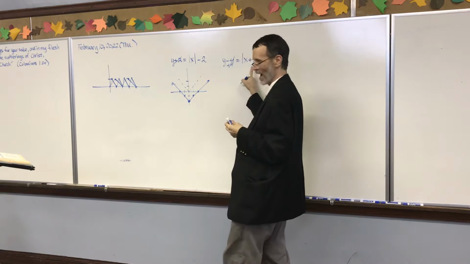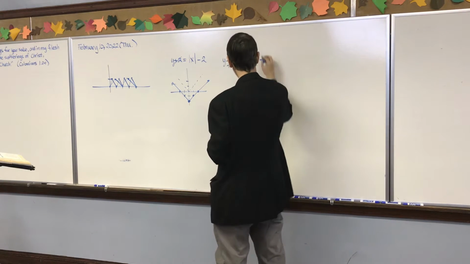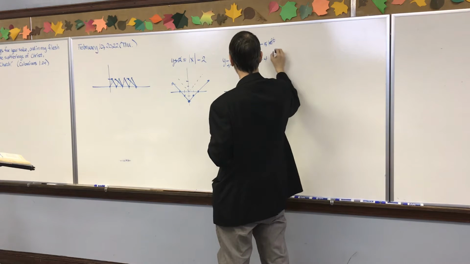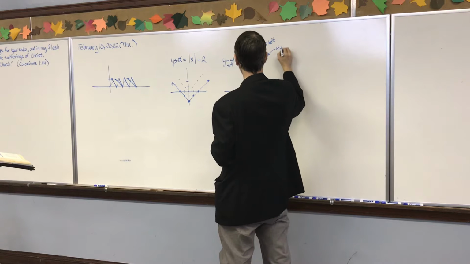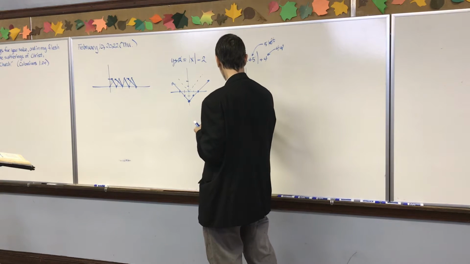So this is the V graph because it's still absolute value. But there are two moves. This is input, so it's 5 to the left. And this is output, so it's 4 up. So 5 to the left, 4 up. And that's your new starting point.